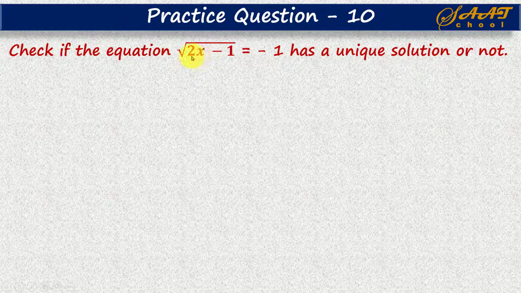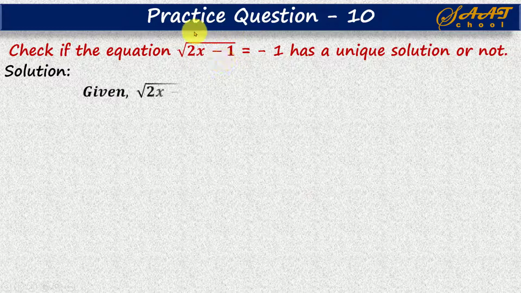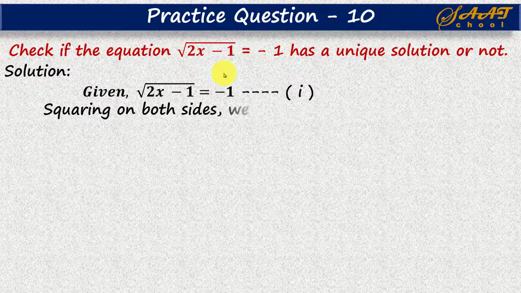To find out whether the given equation has a solution, we have to do the same process that we did in practice question 9. First, we have to square both sides, because the order of this root is 2. So the given equation is square root of 2x minus 1 equals minus 1. Now squaring both sides, we get 2x minus 1, and the square of minus 1 is just 1.